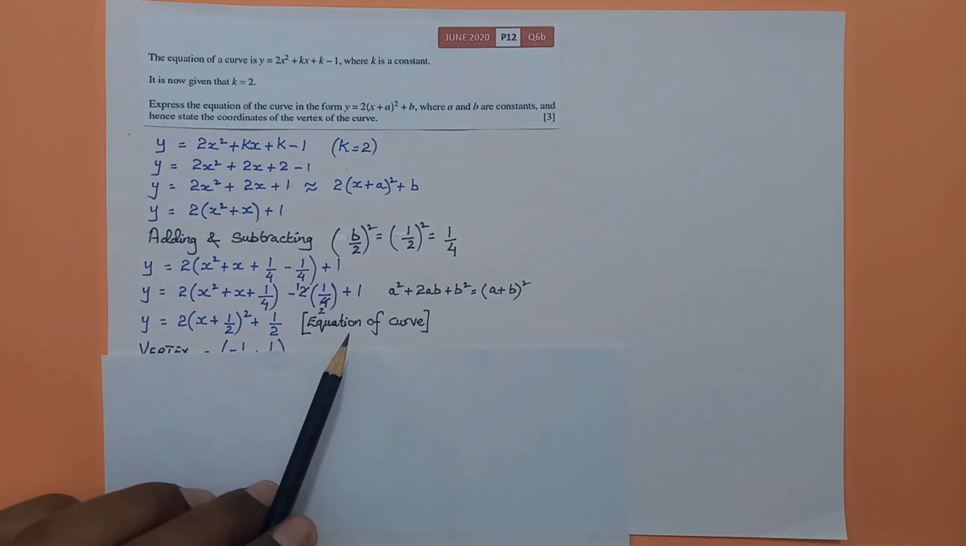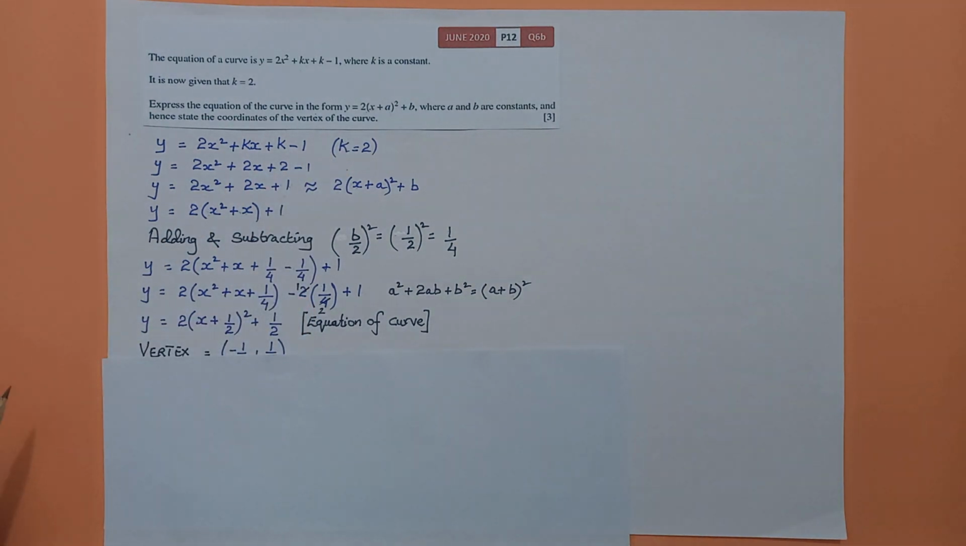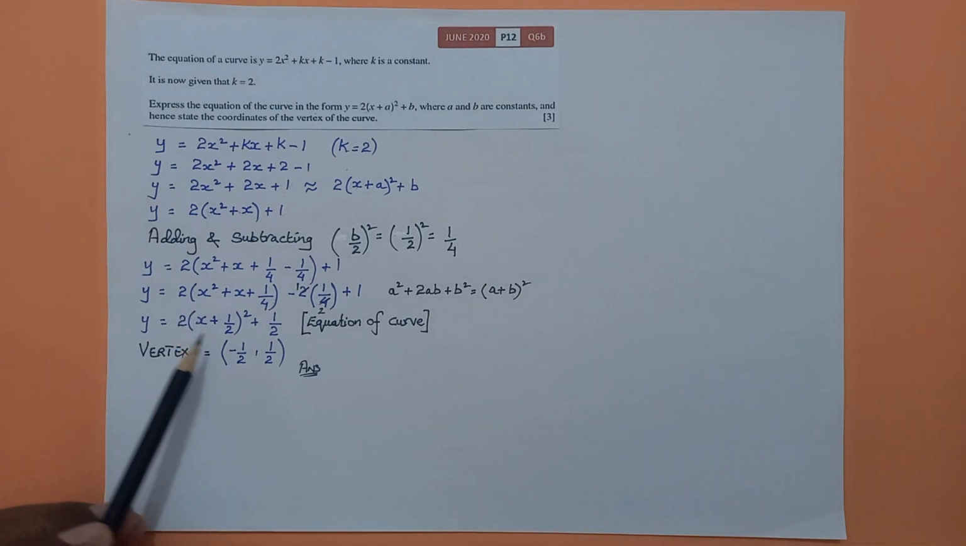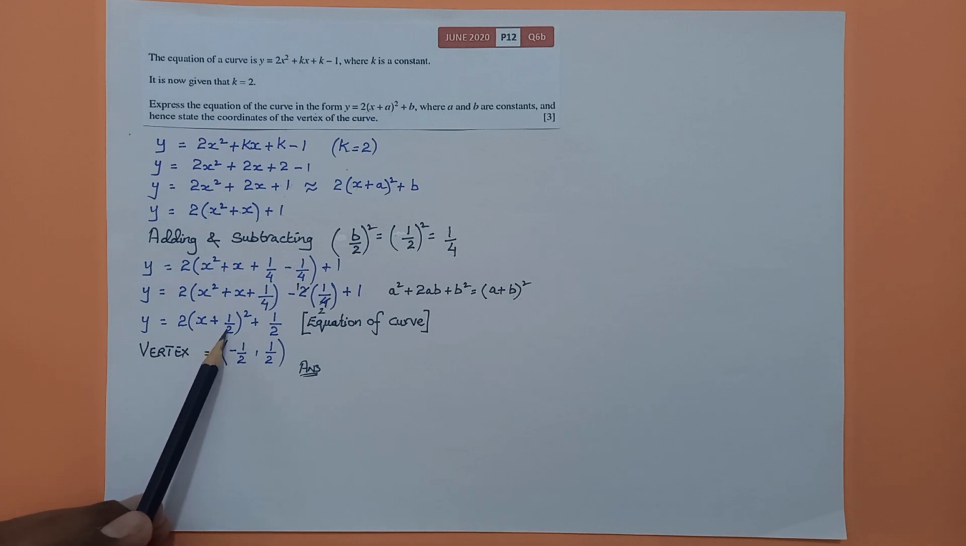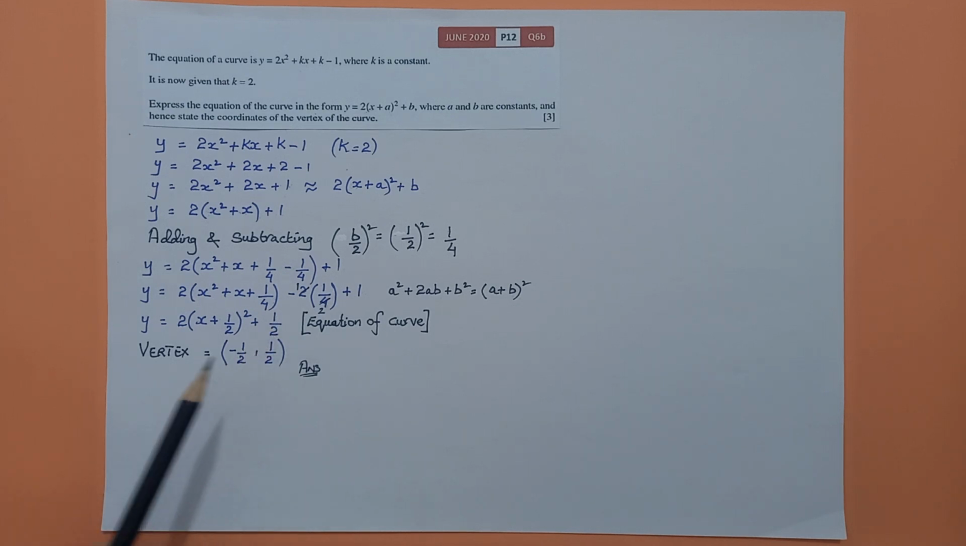The second part of the question was to find the vertex. Vertex means the stationary point, the minimum point or the maximum point, or we could also say the turning point. So whatever is there with x inside the bracket is basically the x coordinate of the vertex, and whatever is outside is basically the y coordinate of the vertex.